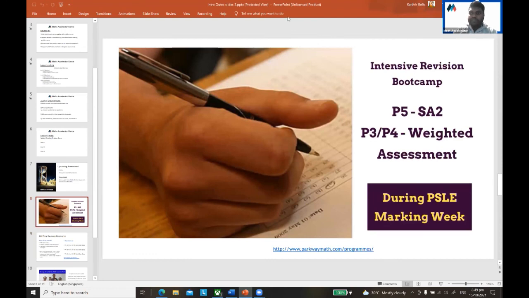I understand that for primary 5, it's called SA2, meaning it is an official exam, but for primary 3 and 4, there'll be a weighted assessment. This will be done during the PSLE marking week. So what we're offering you is a bootcamp class. Primary 5 students will be taking year-end exams, and there'll be a lot of disruptions due to COVID. For primary 3 and 4, your exams will be exempted, but they don't call it SA2. They call it weighted assessment. Long story short, your weighted assessment is still considered an exam. It is still something that's serious.